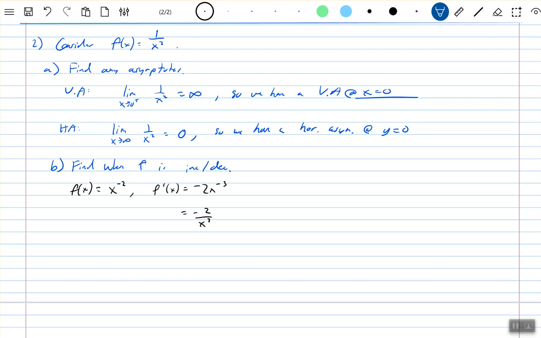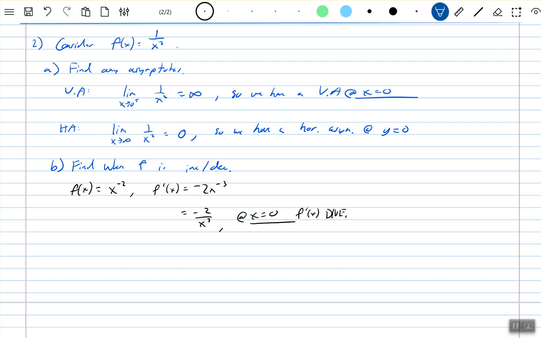Notice this function is never equal to 0. A fraction can only be equal to 0 if the numerator is equal to 0, and since the numerator can never be 0, this whole thing can never be 0. But that's not the only place critical points can occur. Critical points can also occur where the derivative does not exist. So where does this not exist? At x is equal to 0. At x is equal to 0, f prime of x does not exist.